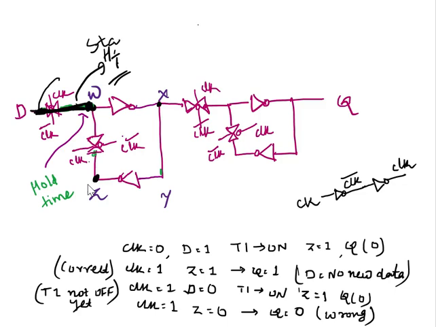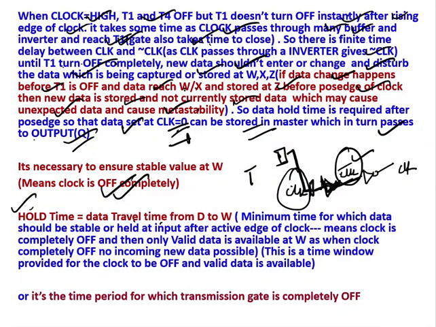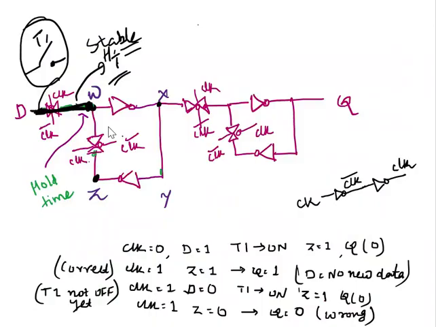Stable data means there should not be any new data coming. It is only possible when this one is completely off. Okay, this is what is written here. Hold time is the data travel from D to W, the minimum time for which data should be stable or held at input after the active edge of the clock. What is the meaning of this? The definition of hold time means the clock is completely off. If the clock is completely off, then only is stable data going to be present here.